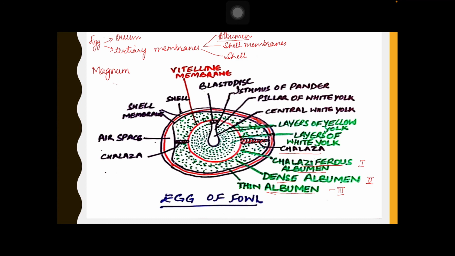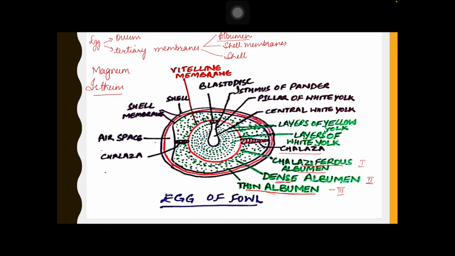Then as the ovum passes further into the oviduct, the next part is called the isthmus. Here first the shell membranes are laid down, and then the outer thin layer, the third layer of albumin, is added after the shell membranes are laid down. Then this albumin passes through the shell membranes to surround the dense albumin. So first the shell membranes are laid down and then the thin albumin.